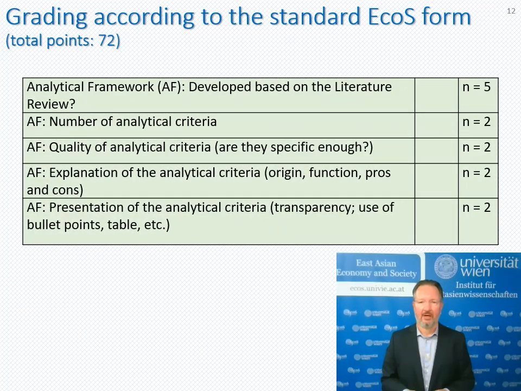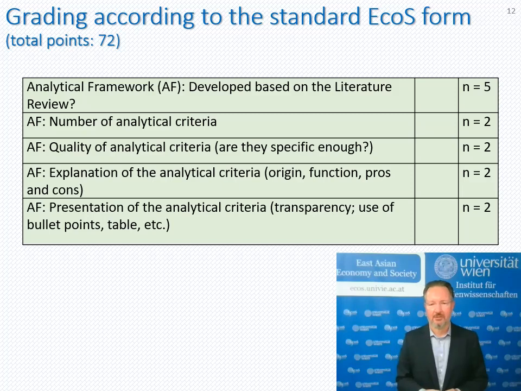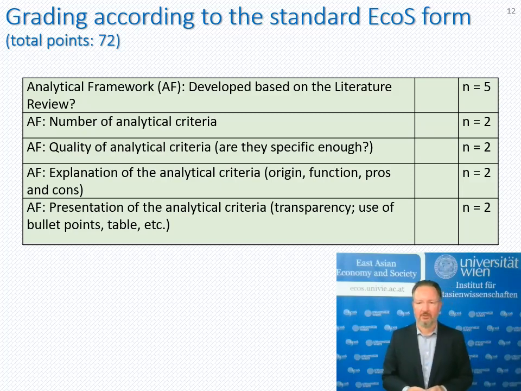Okay, and here we have the grading of everything that I just told you. You see in total, we have 7, 9, 11, 13 points out of 72 that you get for the analytical framework. The most important part is, has it been developed based on the literature review? The last thing I want to see is that you write your literature review about something and then the analytical framework appears like it has nothing to do with your literature review. That would be really bad. In that case, you will get 0 points. And that's not really something you are aiming for, I hope.